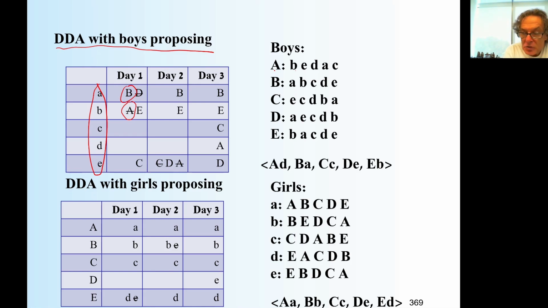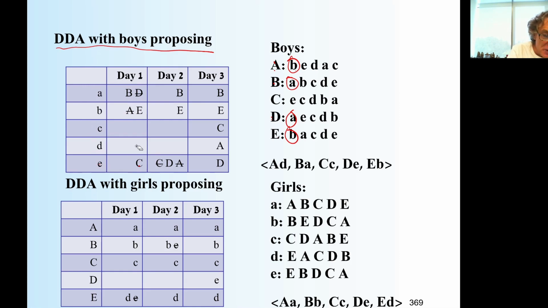Now, boy C goes to girl E. Boy D goes to A, so also D goes to A. And then boy E goes to B, so B is actually getting 2 boys, A and E. Girl A gets B and D. Girl B is getting also 2 boys, A and E. And girl E gets C. C and D don't get anything in the first day.